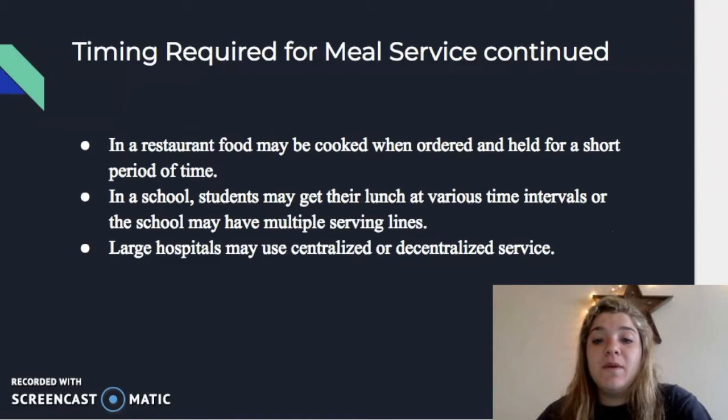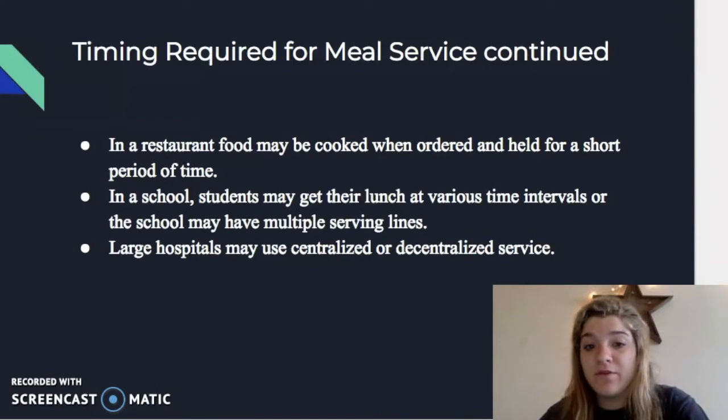In restaurants, food may be cooked when ordered and held for a short period of time. In schools, students may get their lunches at various time intervals, or the school may have multiple service lines. Large hospitals may have centralized or decentralized service.